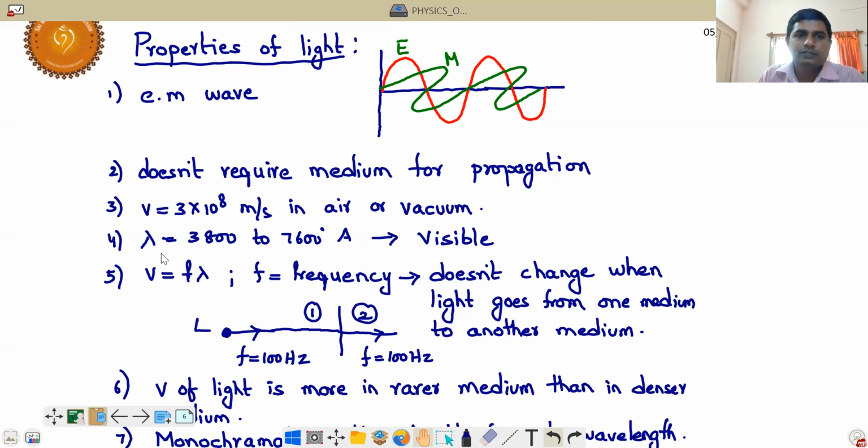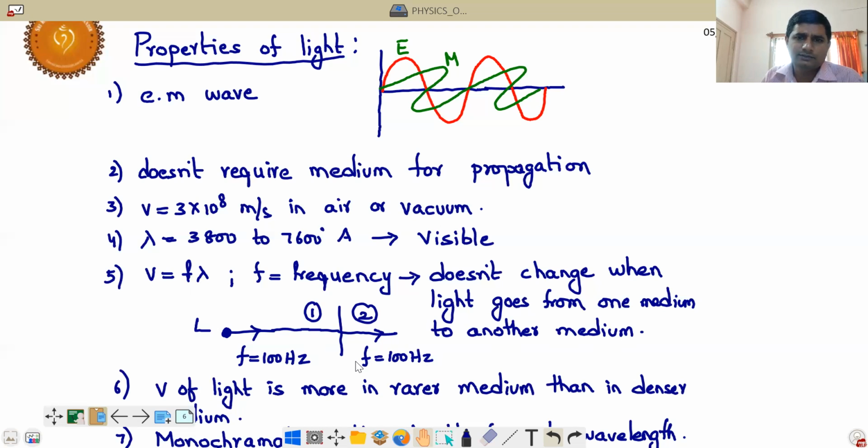Next, we know the relation between these three quantities: V equals F lambda, where F is called frequency. This is a very, very important quantity because it doesn't change when the light goes from one medium to another medium. It is the only quantity which doesn't change, whereas velocity and wavelength will change when the light goes from one medium to another. You may ask why the frequency doesn't change. We'll discuss this in waves, but I'll give you the idea now.